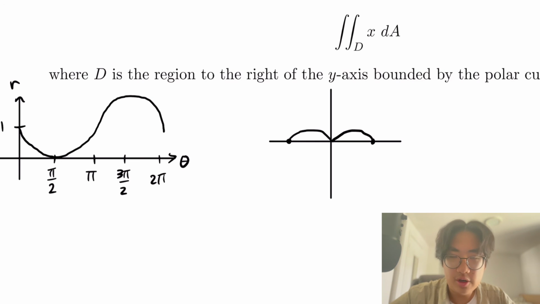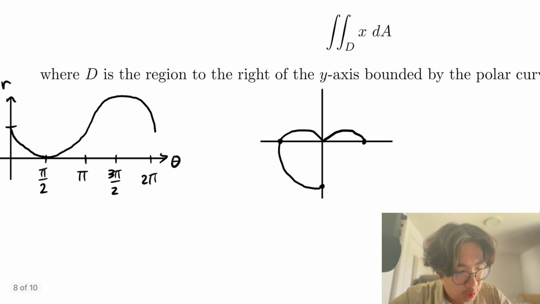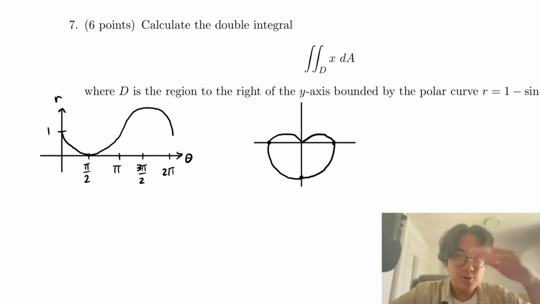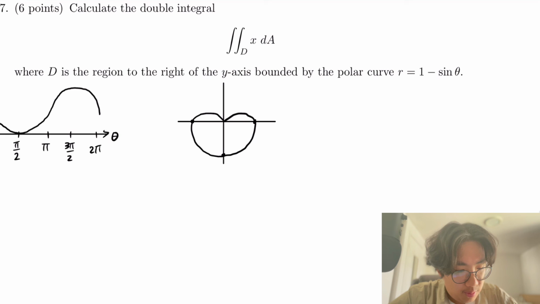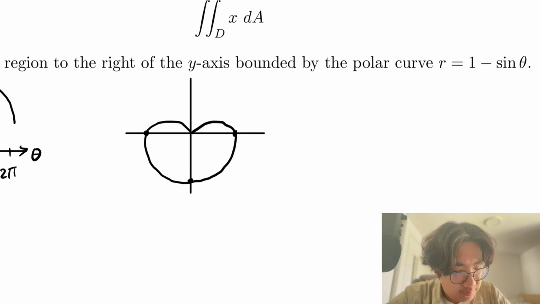And hopefully you see the cardioid shape taking shape now. And then at 3 pi over 2, we hit 2, which is somewhere down over here. And then when we hit back to 2 pi, we're back to 1. So back to this. Mine is more kind of squished down, but it gives you the general shape or the idea. So now we're again looking for the region D. It's to the right of the y-axis bounded by this polar curve. So this is what we're looking for right over here.